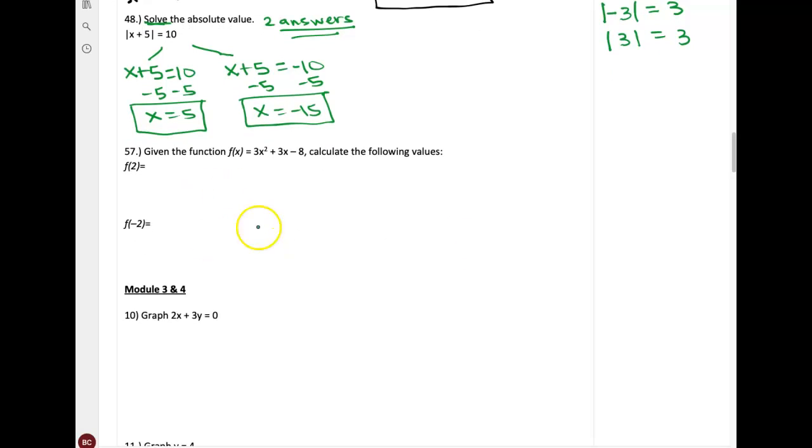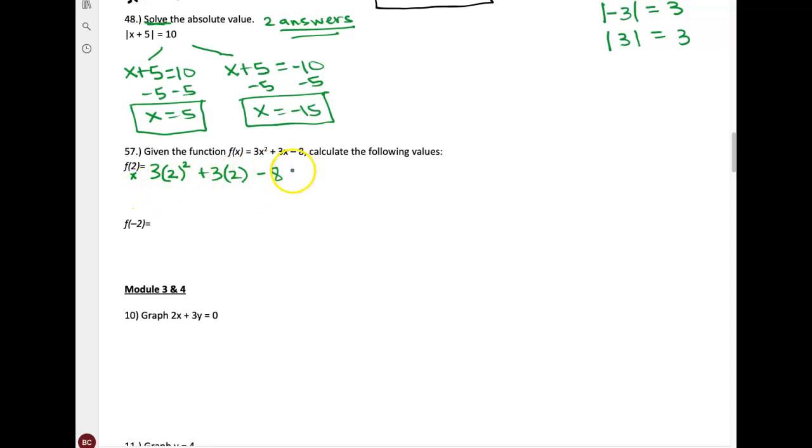All right. So, one more question that we're going to look at here for Module 1 and 2. At the very end of Module 2, we learned about functions, and we talked about this function notation. When it's asking you to find f of 2, it's basically saying put 2 in place of x and figure out what our answer is. So I'll have 3 times 2, and then that's squared, plus 3 times 2, and then minus 8.